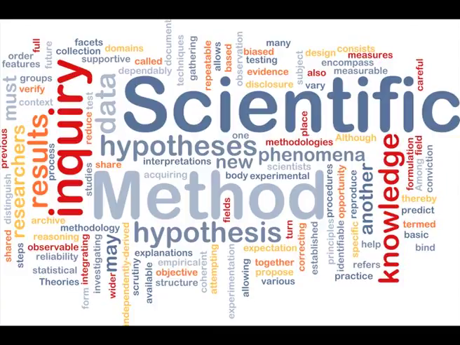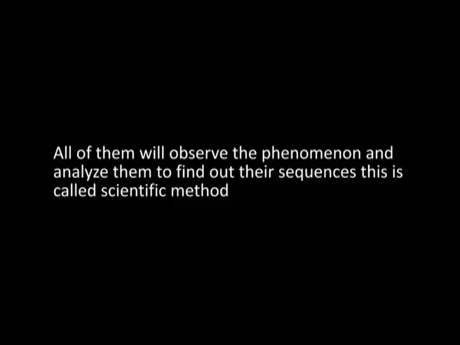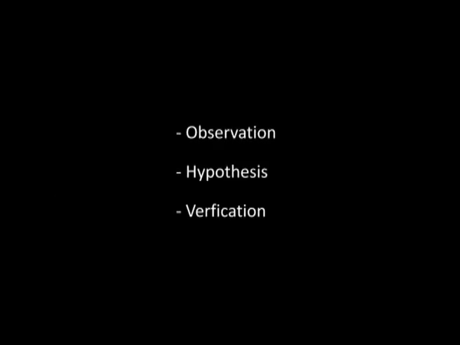All follow similar scientific methods of inquiry, but their subjects of study are different. Therefore, they use different techniques of investigation for their study. As their materials are different, their purposes also differ. All of them will observe the phenomenon and analyze them to find out their consequences. This is called scientific method. Thus, scientific method is a systematic step-by-step procedure, 3 steps: observation, hypothesis, and verification, following logical process of reasoning.